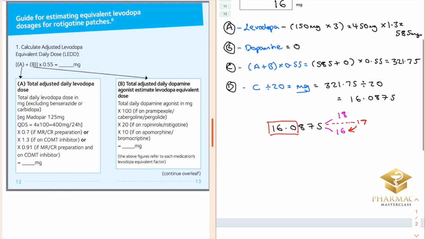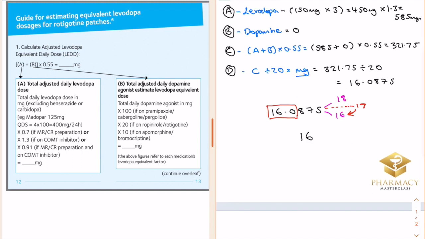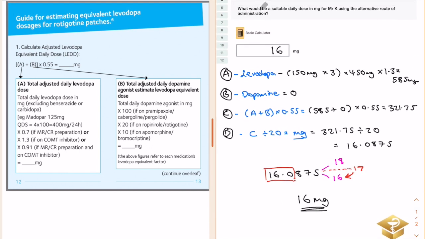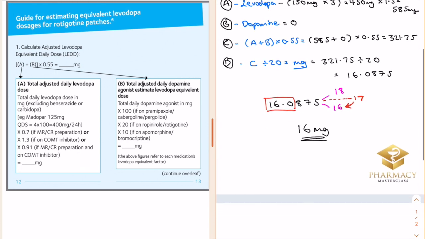So the answer to this question is 16 milligrams of rotigotine is going to be required. And the question is saying what would be a suitable daily dose in milligrams for Mr. K to use this alternative route of administration. So it's 16 milligrams.